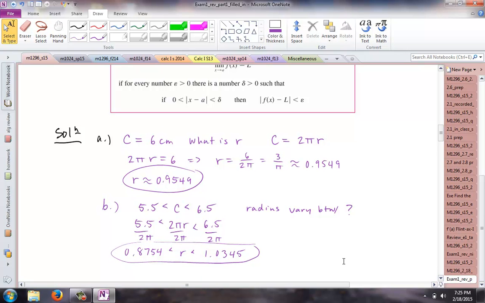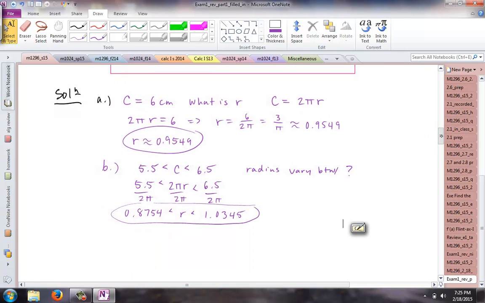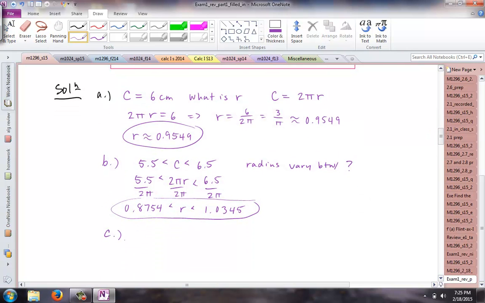Okay, part C. I'll just read it to you. It says, identify delta and epsilon from the precise definition of a limit. All right. So I have that precise definition there, which just got off the page. So let's just start working on this a little bit. Usually the epsilon is more obvious because you're given the epsilon or something that deals with it. So let's write down that stuff.